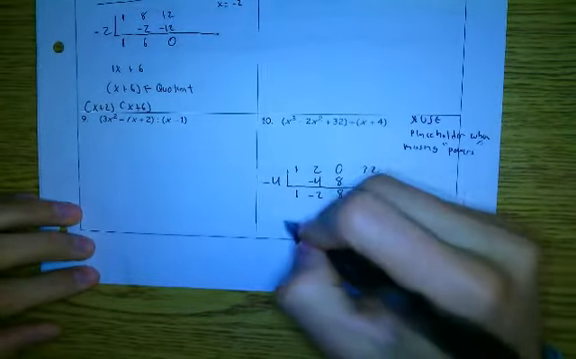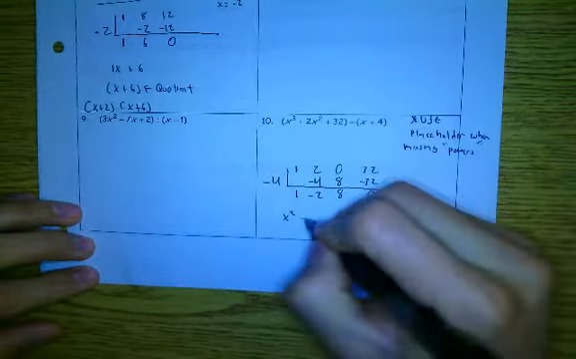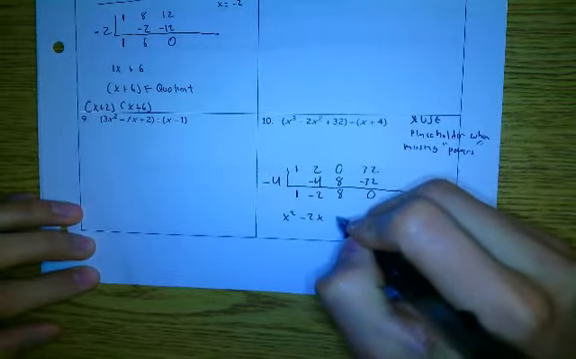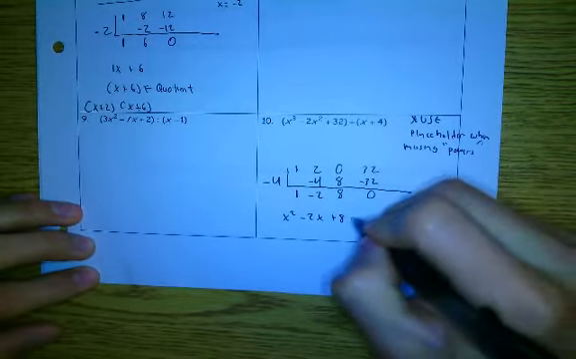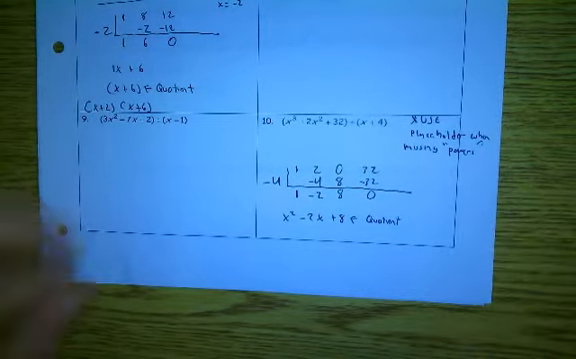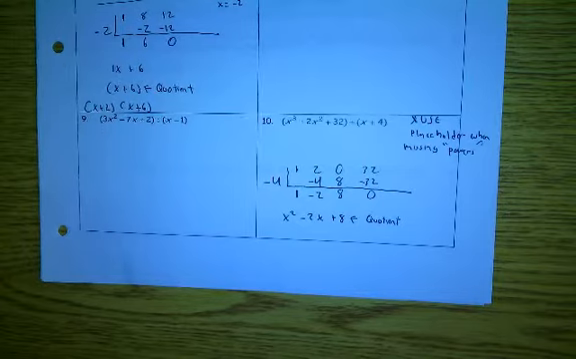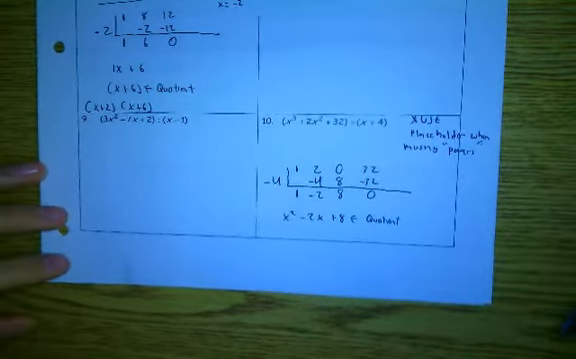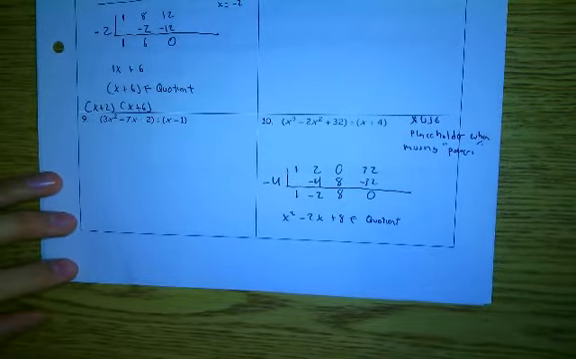X squared minus 2x plus 8. That's your quotient, correct? Can you tell me what this equation would be as a product of linear factors? As a product of linear factors.